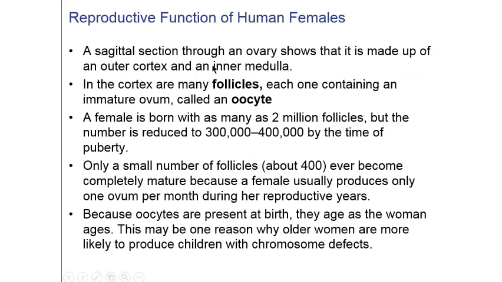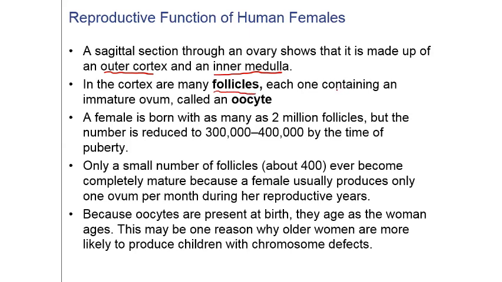A sagittal section through the ovary will show that it's made up of the outer cortex and the inner medulla, right? So you should be familiar with this concept now. A lot of organs have an outer cortex and then the inner medulla, like the kidneys, right? Like the brain. So in the outer area, in the cortex, you will have many follicles.